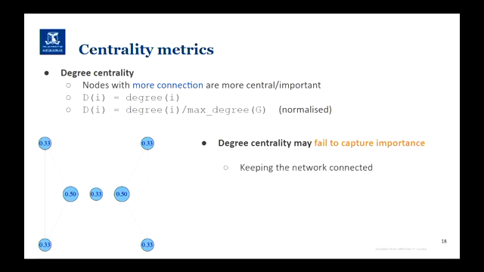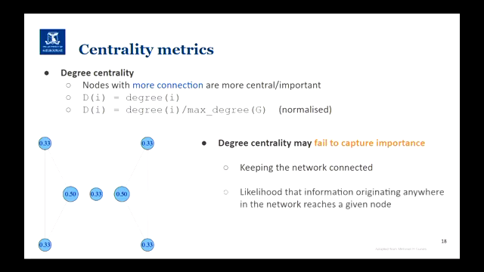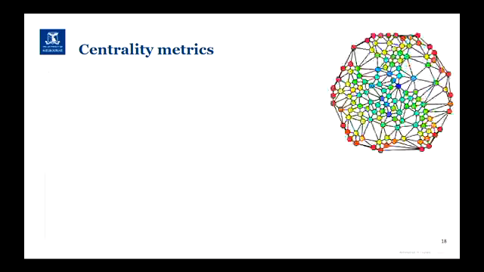And for instance, when degree centrality fails, one of the situations is, as mentioned, keeping the network connected. And for instance, the likelihood that information originating from somewhere in the network reaches a given node. And that's the same principle of bridges as well. And for that, we need global metrics that will take into consideration the whole graph. And the first one is betweenness centrality.